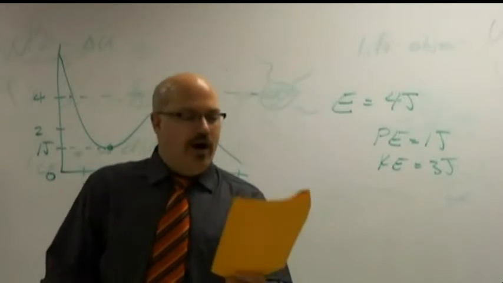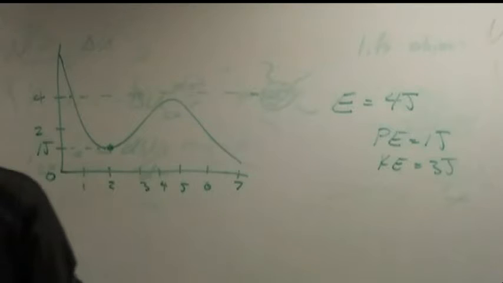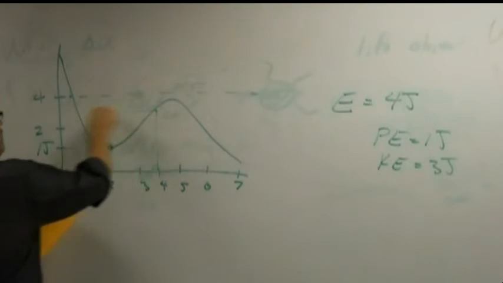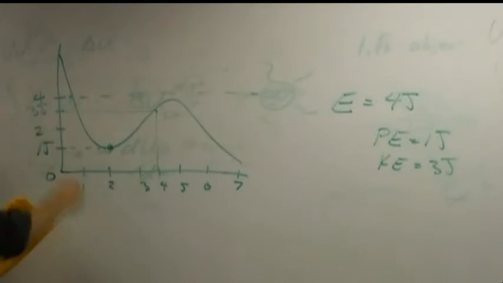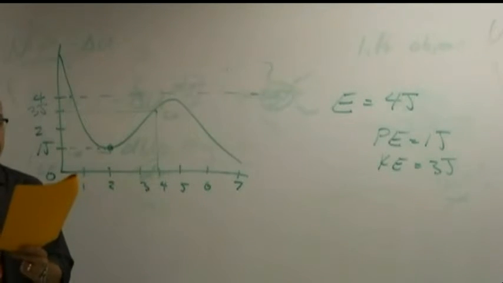Simple. There you go. All right, so how much energy do you have when you're at 4 meters? Okay, at 4 meters, you're up here, and you're at 3 joules of potential, so you'll be at 1 joule of kinetic. All right?